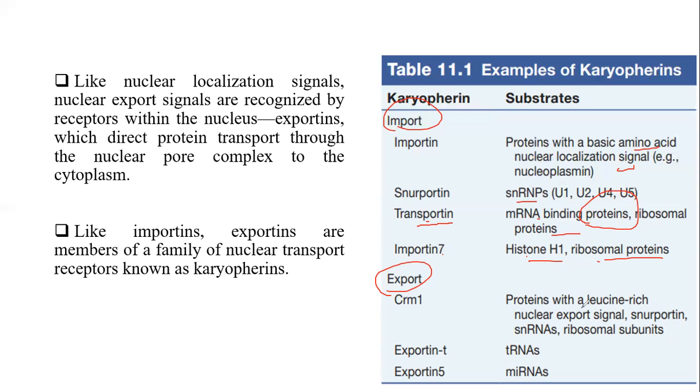Okay, similarly we have got for the export also. So proteins with leucine rich nuclear export signals and all these things are taken again back, exported out by the help of the CRM1 proteins. Then exportin T, exportin 5 for your tRNAs, miRNAs, etc. Okay, this is still the basic common import and export proteins, but we have got more than 100 and 200 proteins which are doing the function.